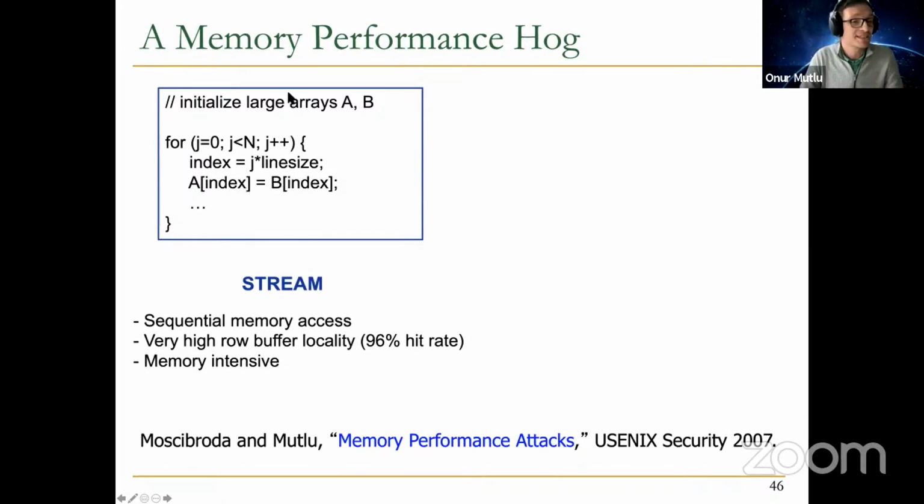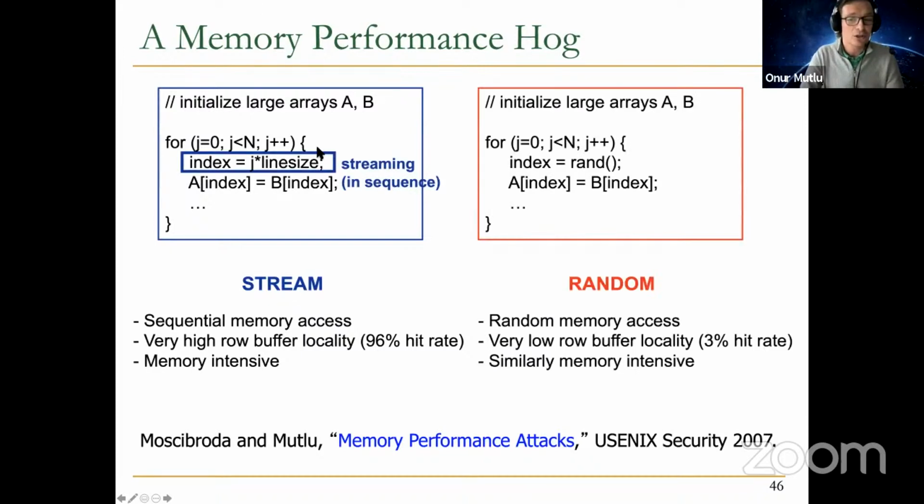What this program does is it initializes two very large arrays, A and B, and copies one array to another in a streaming fashion, with sequential memory access, as you can see. It goes from element 0 to element 1, element 2, element 3, element 4, and we ensure that each element is large enough so that you don't get cache hits. Every access is a cache miss over here. So this is very memory intensive. This is a bad memory performance hog.